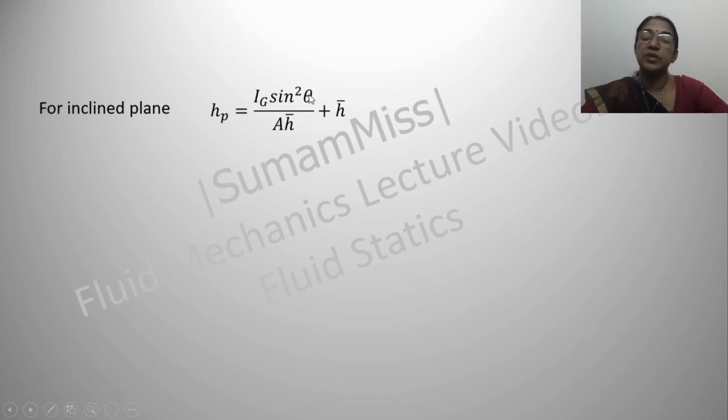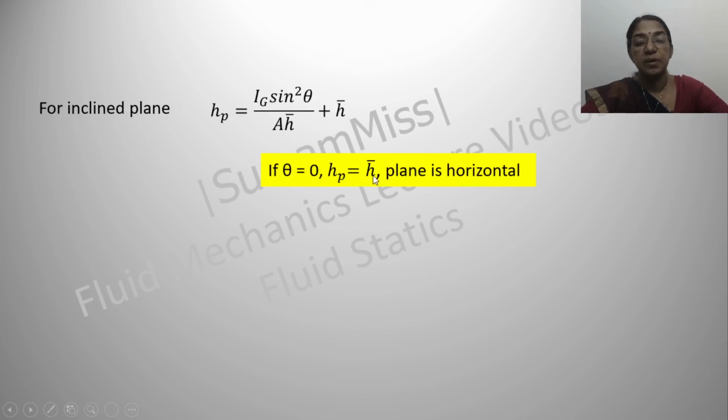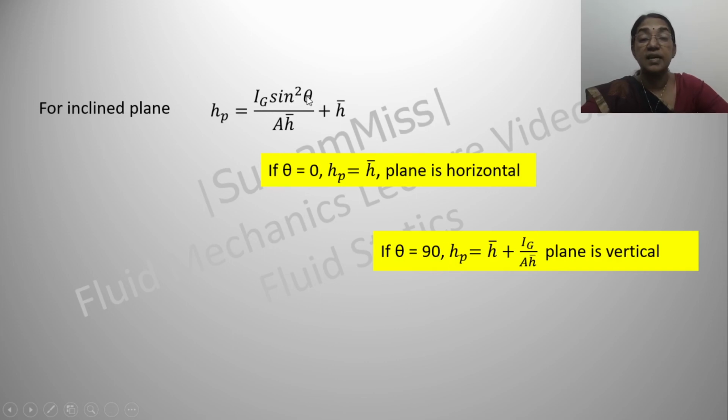If theta equal to 0, sin 0 is equal to 0, so this term will disappear. So hp equal to h bar. If theta equal to 0, that means the plane is horizontal, so your center of pressure is passing through the center of gravity of this plane. If theta equal to 90 degrees, sin 90 is equal to 1, or the plane is vertical, we can write hp equal to h bar plus Ig by A h bar. This is the same expression obtained in the case of a vertical plane immersed in liquid.